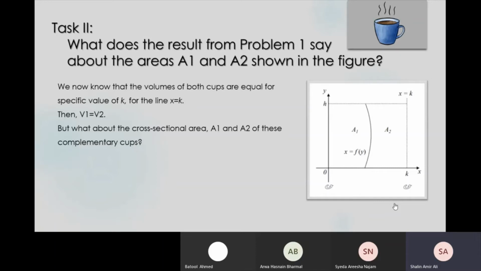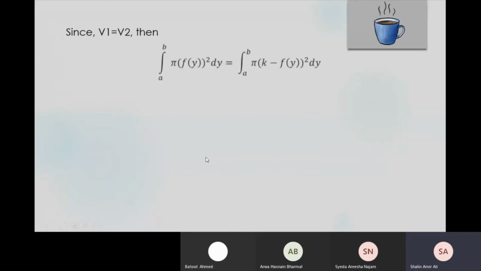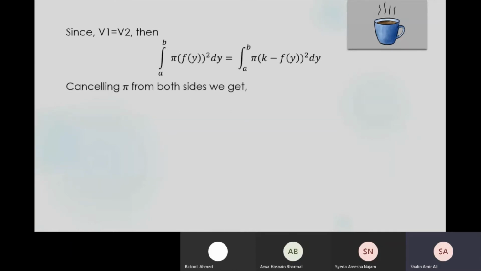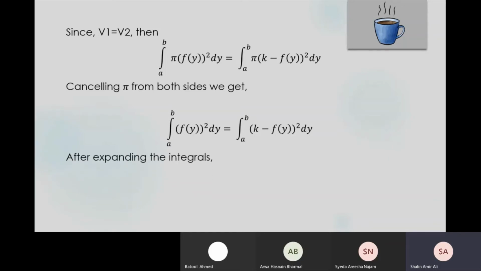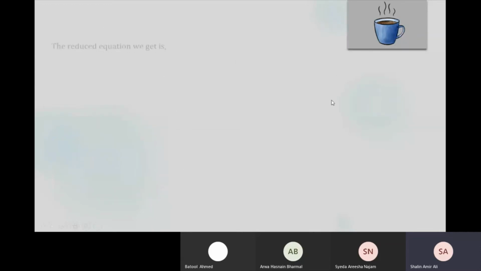Keeping our equations in mind, what we found is that our volumes are equal, and we had these equations with us. Following the same procedure as in problem 1, we have these integrals equal to each other that show the volumes of both cups respectively. Cancelling pi from both sides, we get this equation, and expanding further and cancelling out similar integrals, we now have a simplified form of our equation, which is this.